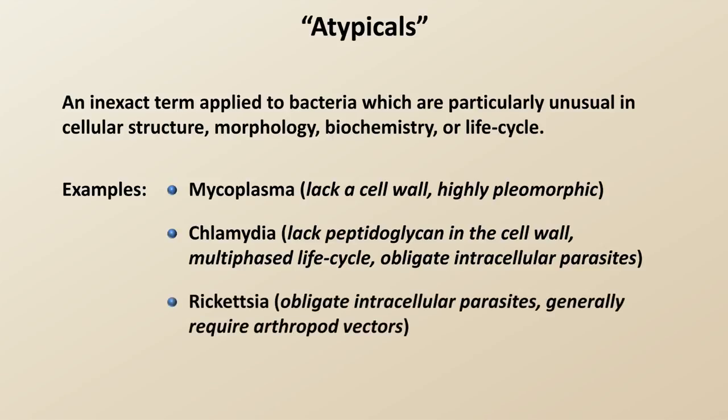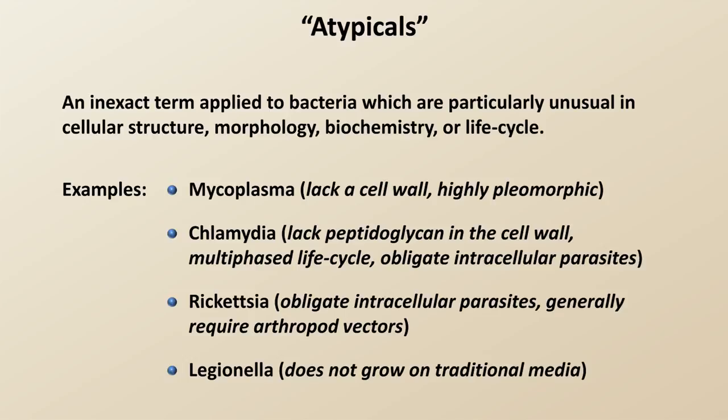Rickettsia, which are also obligate intracellular parasites and generally require arthropod vectors; and finally Legionella, which, like the above, does not typically grow on traditional media. Although Legionella is not universally included in the atypical category, since its most common manifestation is an atypical pneumonia, and its preferred antibiotic treatment is similar to other atypicals, it seems to make the most sense to include it here.